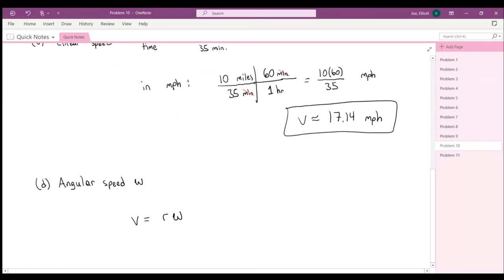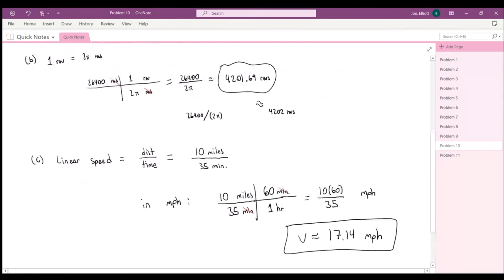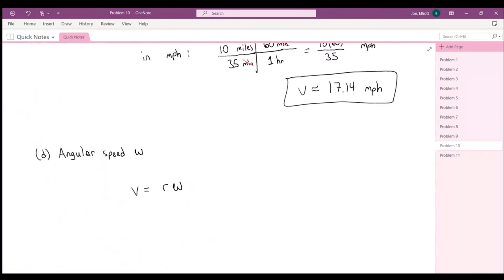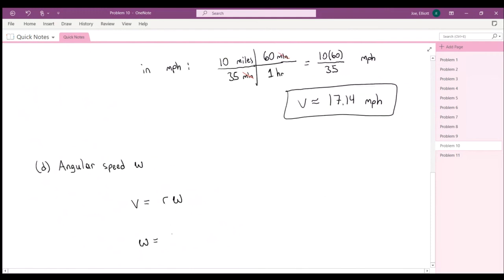All right. So since we have the linear speed from part C, and we know the radius of the bike wheel was 2 feet, we can solve for the angular speed as being v over r, which would then be, well, so we have 17.14 miles per hour. But yeah, we are dividing by the radius, which was 2 feet. Okay?